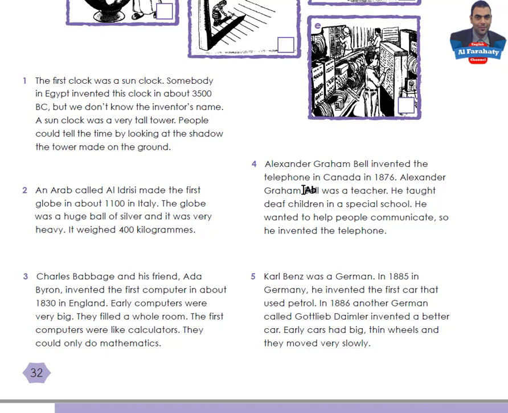4. Alexander Graham Bell invented the telephone in Canada in 1876. And you can say it 1876. Alexander Graham Bell was a teacher. He taught deaf children in a special school. He wanted to help people communicate, so he invented the telephone.